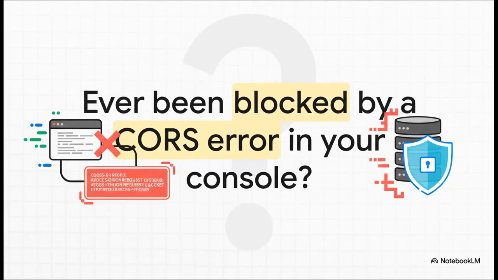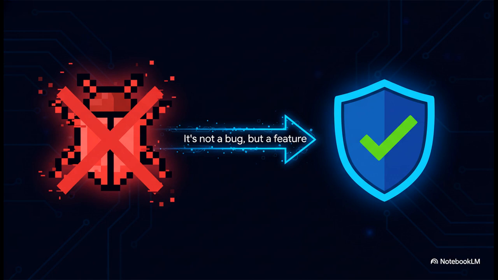I mean, I'm willing to bet you have, right? You're building your app, you try to fetch some data from an API, and bam! The console just lights up with that infamous red error, cross-origin request blocked. It's a moment we've all had, and it feels like something is just fundamentally broken. But here's the twist. That error message, it's not a bug, it's a feature. It's a sign that a crucial security mechanism is working exactly the way it's supposed to.